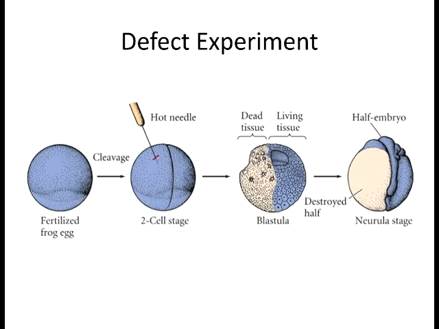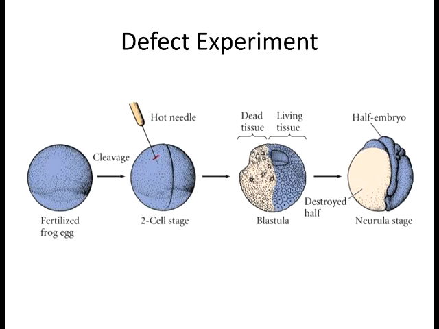So what question does that answer? Well, when we talk about development, a lot of times we're going to talk about how, yes, there are factors in the cell that tell the cell what to become, but it also matters its environment. So what the defect experiment tells us is, what does cell-to-cell communication have to do with development? And as you can see here, it has everything to do with development.